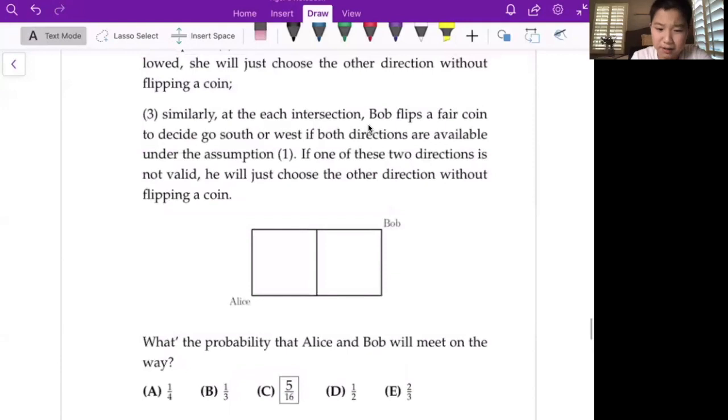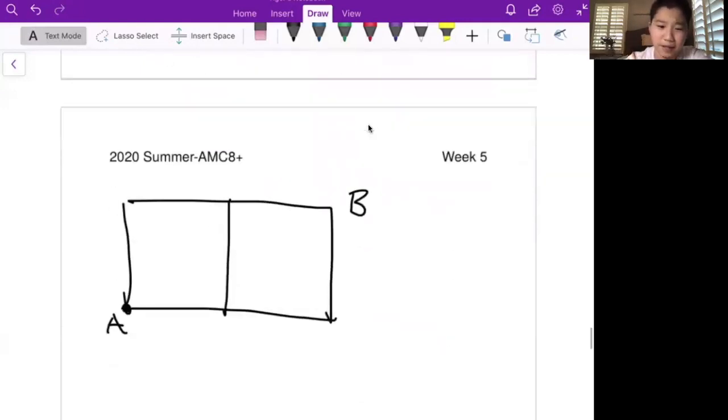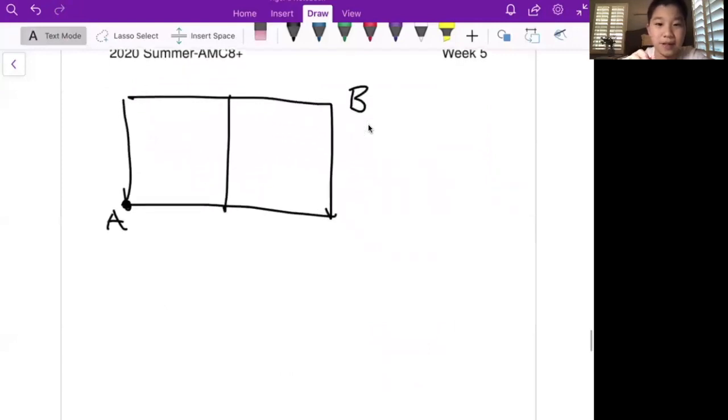So it says, what's the probability that Alice and Bob meet on the way? Okay. So if they meet, then where can they be? Okay, let's simulate this. So let's suppose Alice goes there, Bob goes there, and then Alice goes there and Bob goes there. They meet right in the middle here.